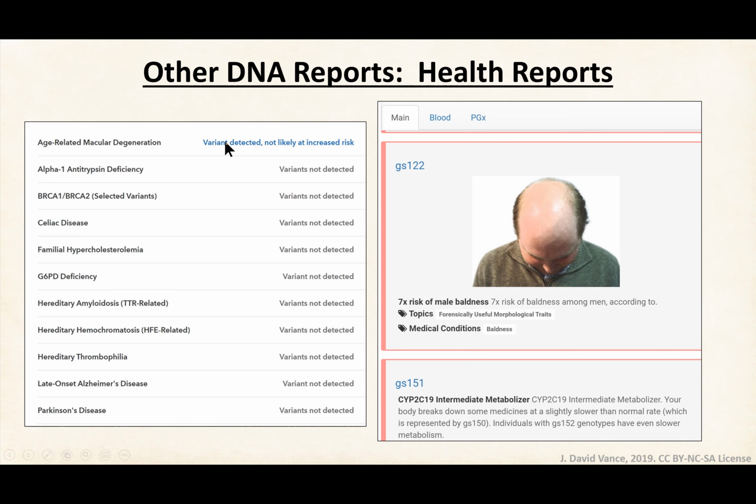The other thing you may get is some variants that are detected, like this one here for age-related macular degeneration, but not likely at increased risk. So it's hard to tell what that means. You need to do a lot more work on these to figure out what they really mean to you. But again, those are informational, not diagnosis.